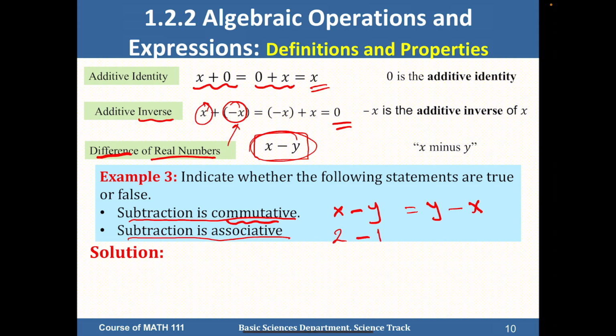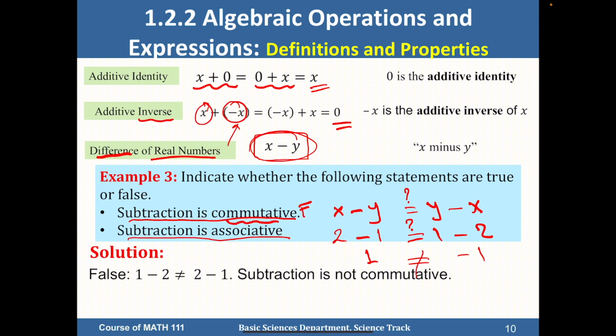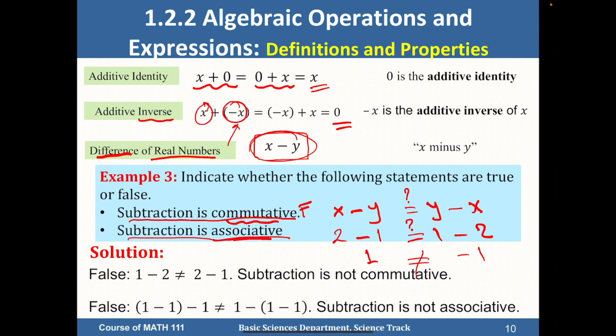Take an example: 2 minus 1, does it equal 1 minus 2? You know that 2 minus 1 equals 1, but 1 minus 2 equals negative 1. And we know that 1 does not equal negative 1, so false. The subtraction is not commutative. Okay, now is it associative?